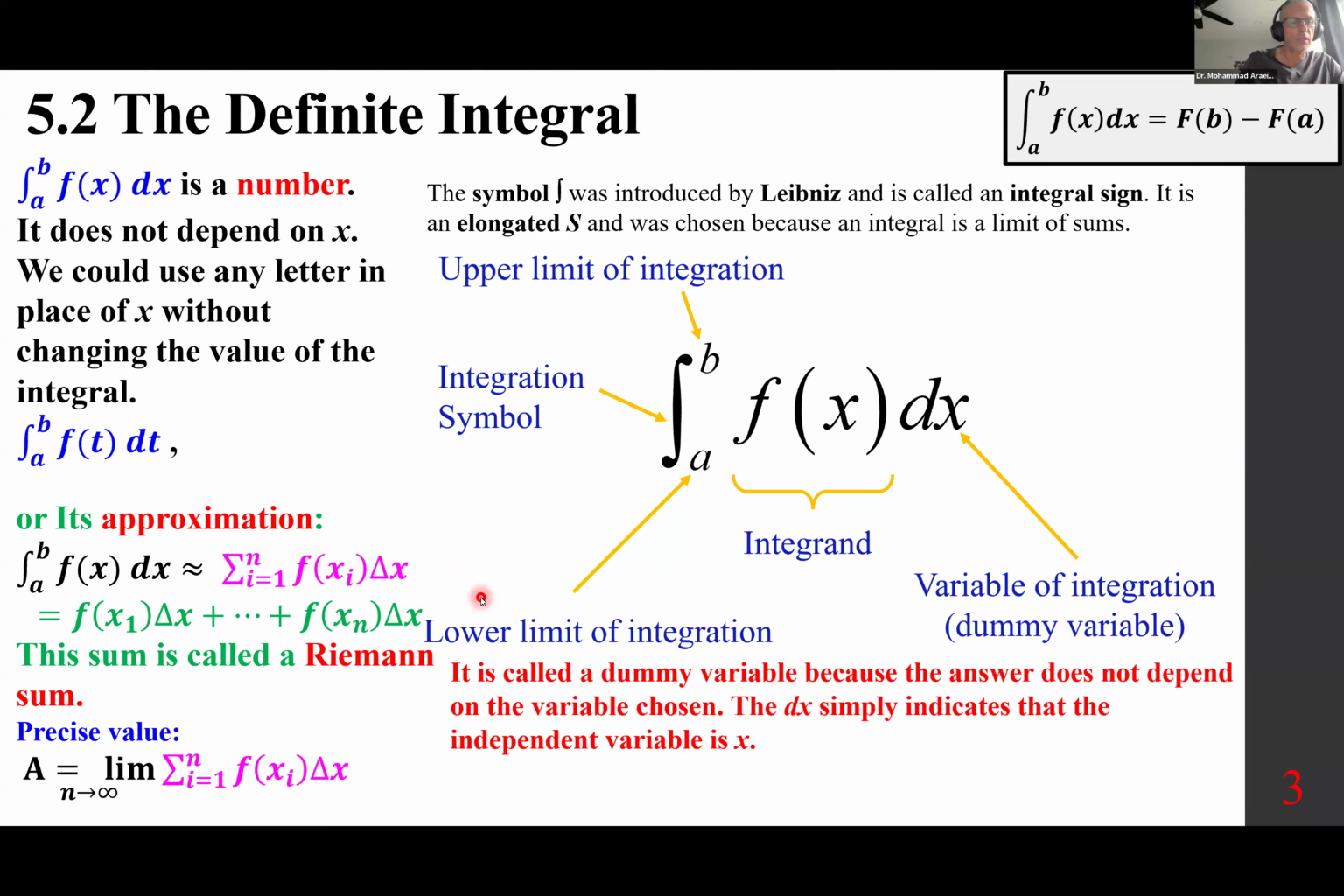This sum is called a Riemann sum. The precise value is when we take a limit and we let n go to infinity, the limit as n goes to infinity of the summation, i going from 1 to n, of f of x sub i delta x. So that is the area in two different formats. This one is the limit of the sum, and this one is the integration.